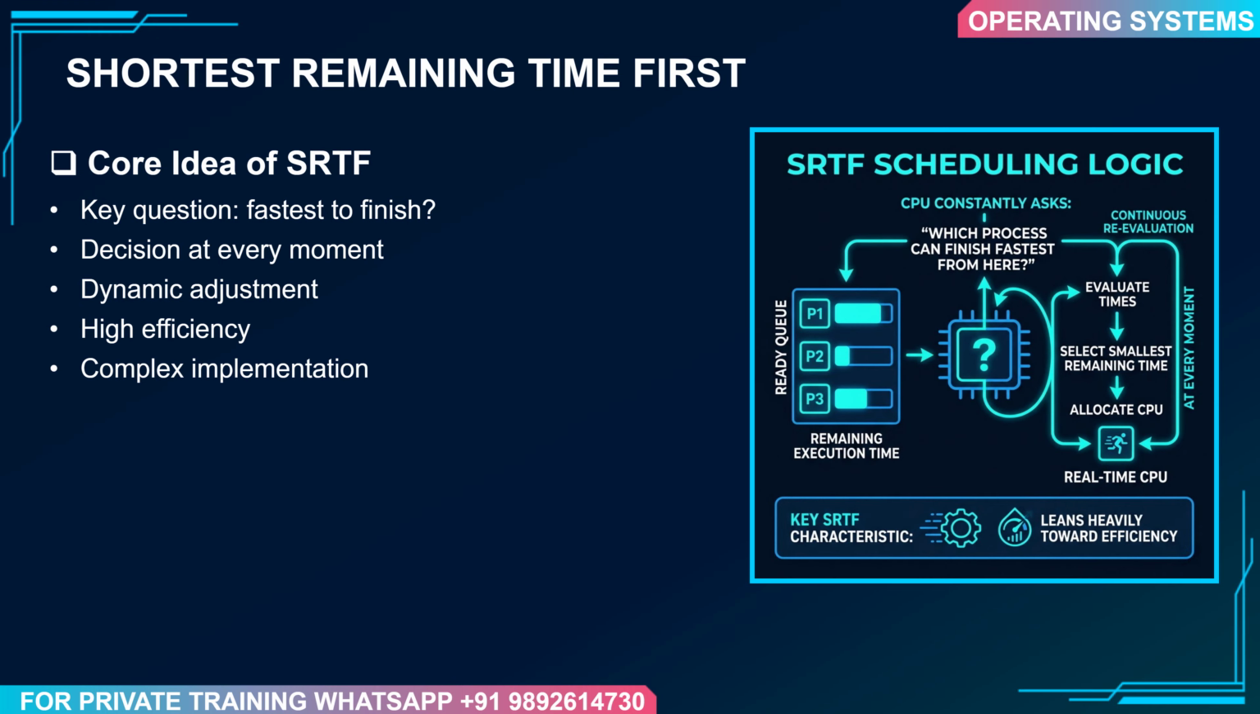As we move forward, you will notice how different scheduling algorithms try to balance efficiency, fairness, and responsiveness. SRTF leans heavily toward efficiency, and understanding this behavior will help you compare it with algorithms like round robin and priority scheduling in the upcoming topics.